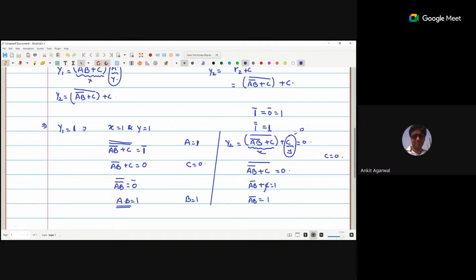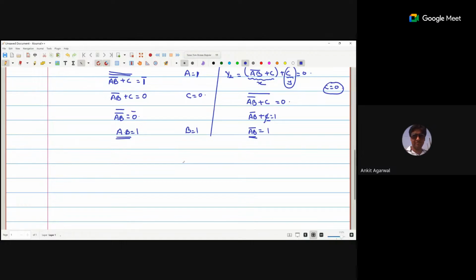So that means A B bar should be 1, because C is already 0. In the OR gate, if any of the inputs is 1, the output is 1. So either the AB bar is 1 or C is 1. But we already calculated C should be 0. So that means this is 0. The remaining thing is that AB bar should be 1. Now if AB bar is 1, that means AB is equal to 0.